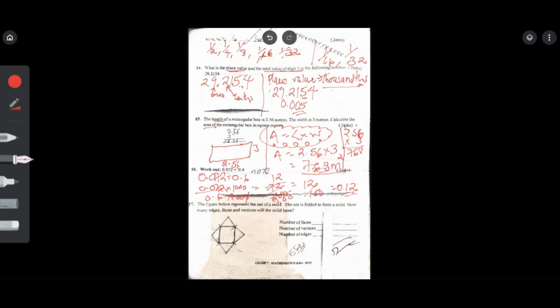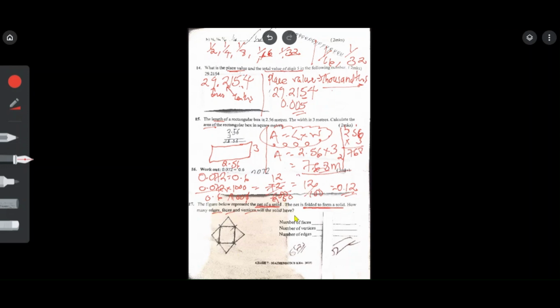Right. Finally, we get to the last one, and this question was a bit tricky. Some of us were getting it wrong by not following instructions. The figure below represents the net. Of course, it's a net of a solid. The net is folded, so you fold it to form a solid. How many edges, faces, vertices do you have? Now, we know what are faces, vertices, I will explain, and the edges here.